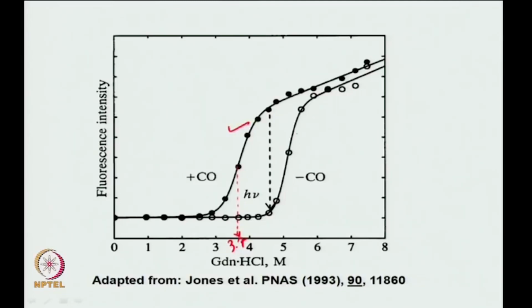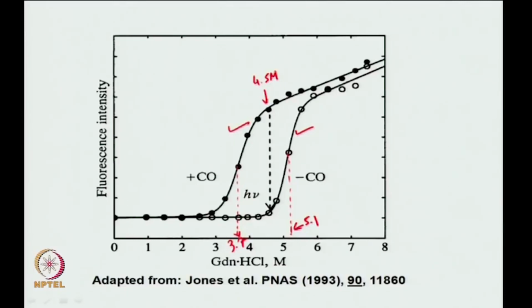Now, this one is the one without CO, that means the cytochrome C with no CO, obviously it is more stable, right, and the Cm is much higher. So, if this is the Cm, this would be, what was it, 5.1 I guess. Okay. Now, look at the dotted line. What does it say? At this dotted line, you have a concentration of 4.5 molar guanidinium hydrochloride. Okay. Now, just forget everything else, focus on the dotted line and the two curves.